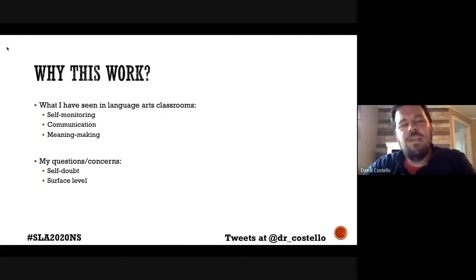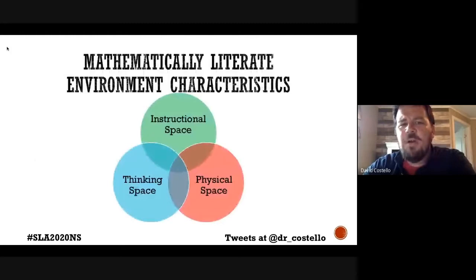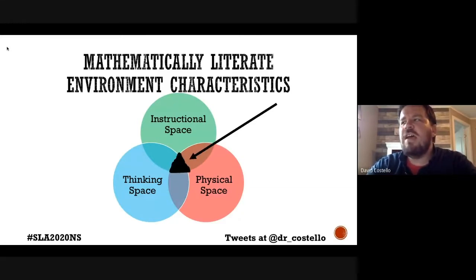So that's why I see the work as bringing some of the strengths that we see in the literacy realm into the math classroom. And when I'm talking about a literate environment, I think of three spaces: instructional, thinking, and physical. And the sweet spot is where they intersect. And that's where we get the longevity from. That's where we get the sustainable student achievement.